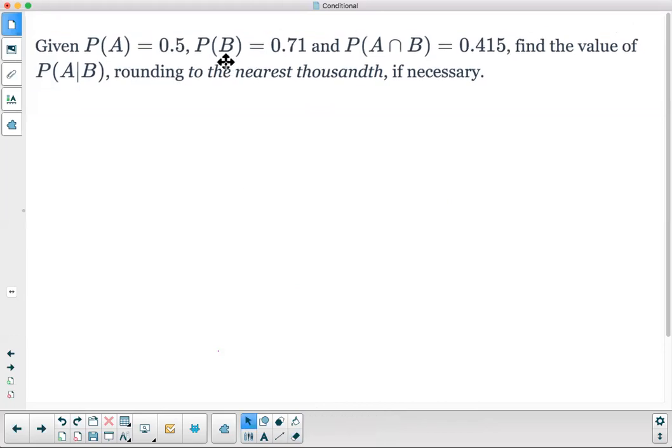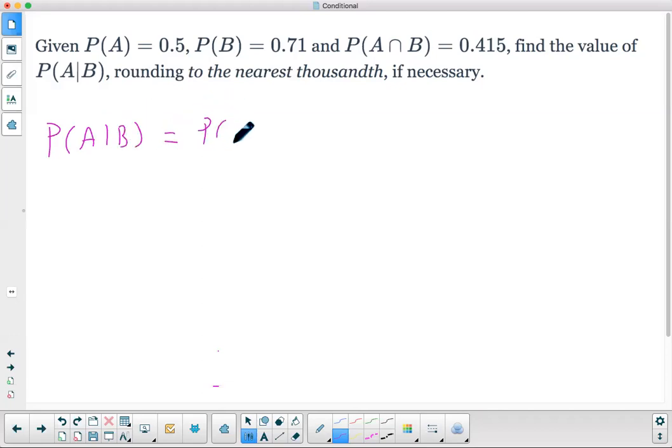Given the probability of A equals 0.5, the probability of B equals this, probability of A and B equals this, find the probability of A given B. The probability of A given B equals the probability of A and B over the probability of B. We just have to substitute values. They tell us what the probability of B is. It's 0.71.